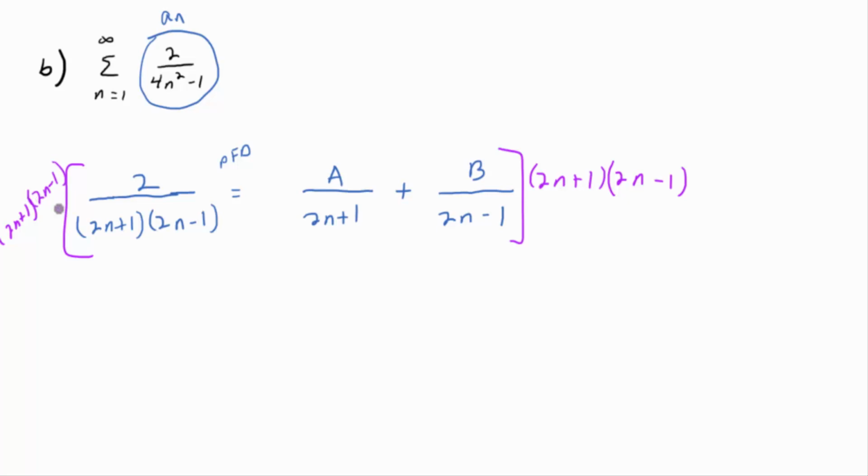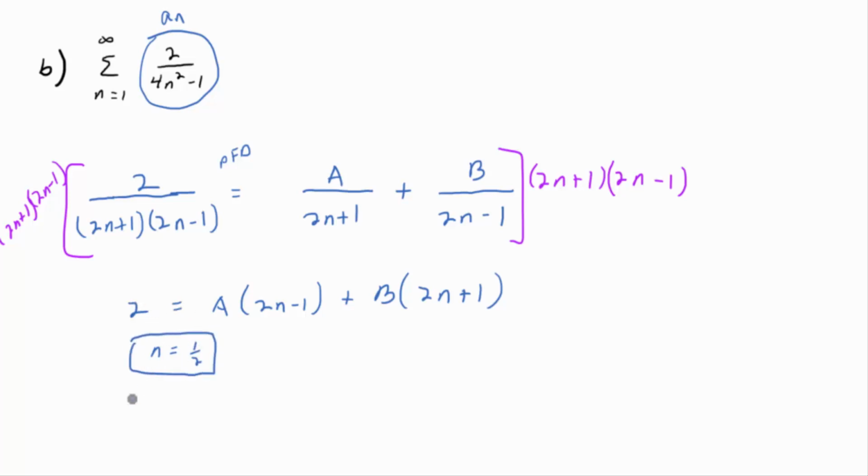Okay. So on the left-hand side, it's nice, you just get 2. What do you get on the right-hand side? A times 2n minus 1 plus B times 2n plus 1. And I definitely do recommend that shortcut here. What do you want to let n equal in this case? 1/2. Sure, 1/2 is a good one.